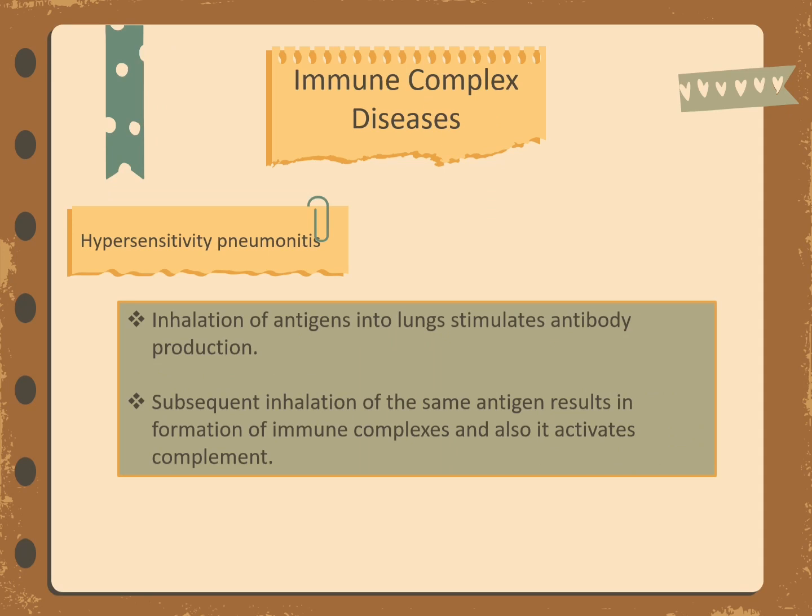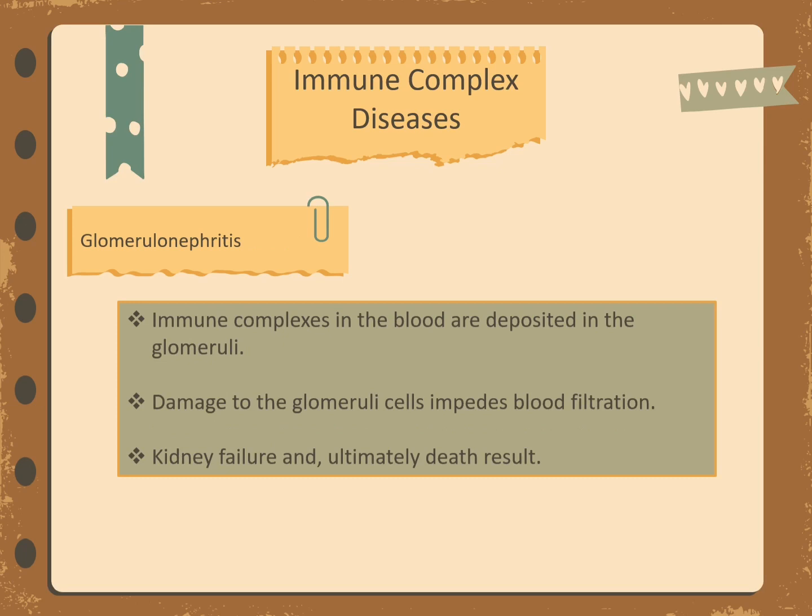For the immune complex diseases, first, we have hypersensitivity pneumonitis. Inhalation of antigens into the lungs stimulates antibody production. Subsequent inhalation of the same antigen results in formation of immune complexes, and it also activates complement. Next is glomerulonephritis. Immune complexes in the blood are deposited in the glomeruli. Damage to the glomeruli cells impedes blood's filtration. Kidney failure and ultimately death result.